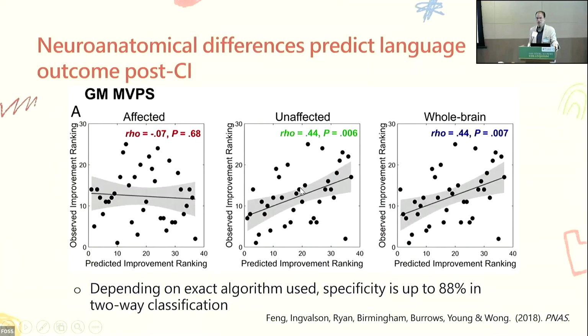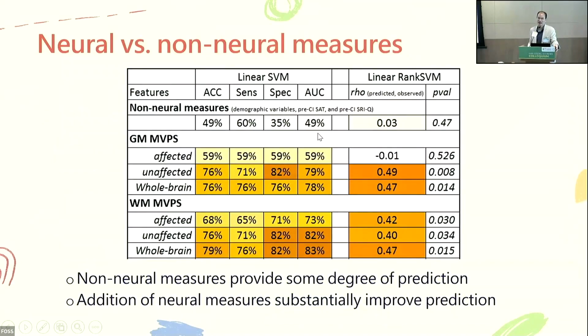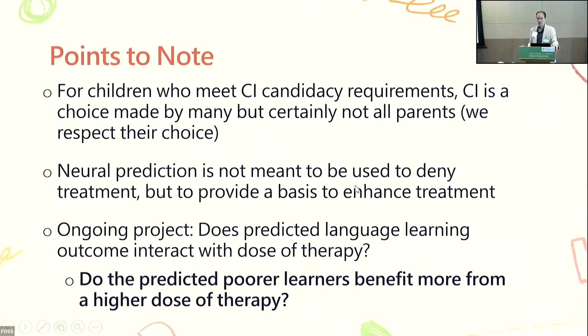Importantly, we also built models using non-neural data. It really didn't work that well. Once we put the neural data in, it worked a lot better. Now, there are some important points to note.